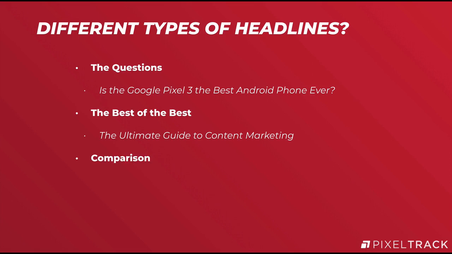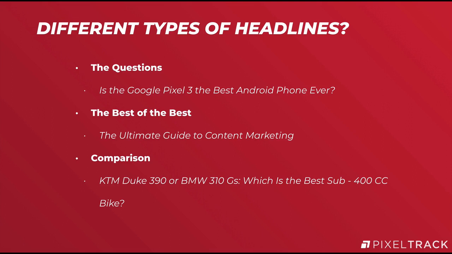The next one is comparisons. Again, a very easy one. KTM Duke 390 or BMW 310 GS, which is the best sub 400cc bike. Again, this is a combination of a review and a question. Like you see, I've done a little bit of mixing around, which you should also be doing, honestly speaking. Once you know all the different types of headlines, feel free to experiment with it, mix and match, and see what kind of headlines you can come up with. So this is a comparison.